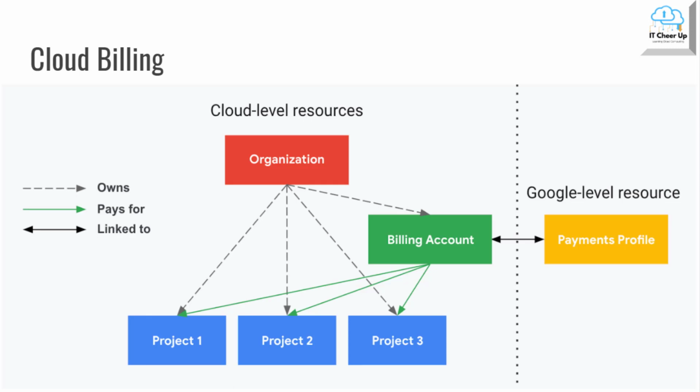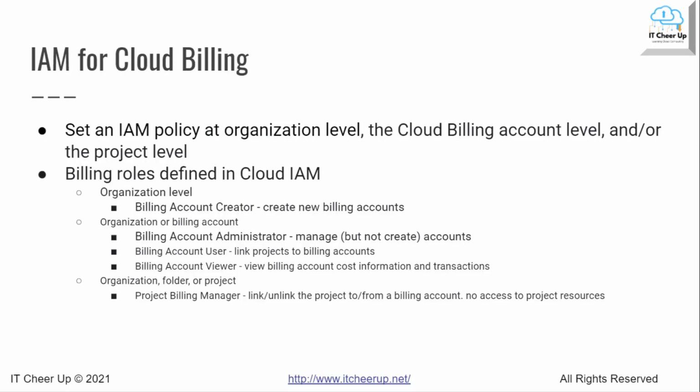There are two types of relationships that govern the interactions between organizations, cloud billing accounts, and projects: ownership and payment lineage. Ownership refers to the IAM permission inheritance. Payment lineage defines which cloud billing account pays for a given project. Here's a summary of IAM for Google Cloud billing. You can set up an IAM policy at the organization level, the cloud billing account level, and the project level.